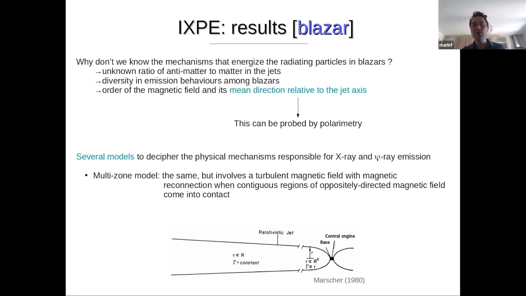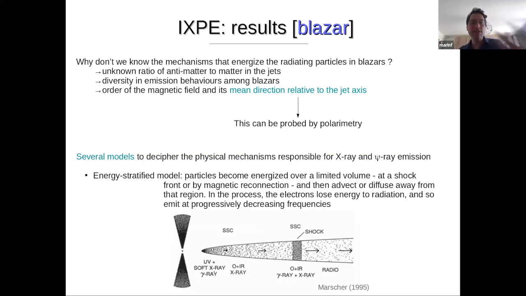But if you want to be a bit more specific, you can go for the multi-zone model. Here you have a turbulent magnetic field with magnetic field reconnections, when continuous regions of oppositely directed magnetic field come into contact. And because of magnetic reconnection, you get those flashes of X-rays and gamma rays, and probably other wavelengths too.